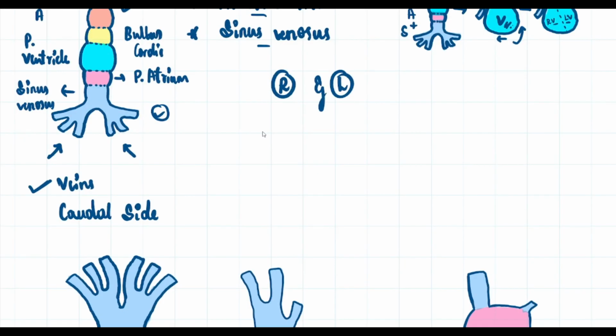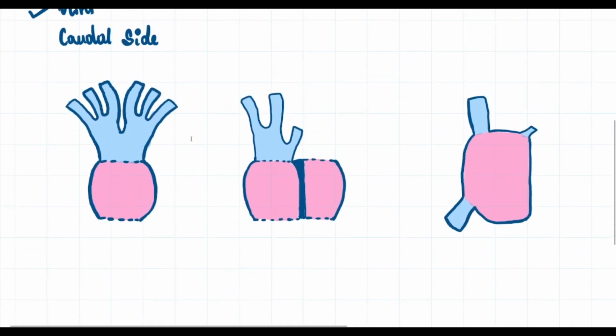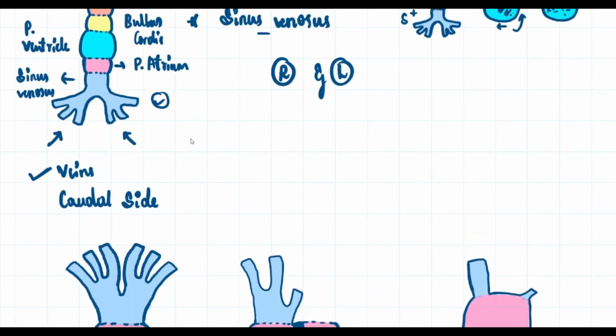See here, as I said previously, this whole thing will flip above, right? So this is the view like this. See here, the lower part has come to the upper region, and it is totally flipped, as I said previously. See here, this is the sinus venosus, and it has two horns. This is the left side and this is the right side. This one is the right horn and this one is the left horn.